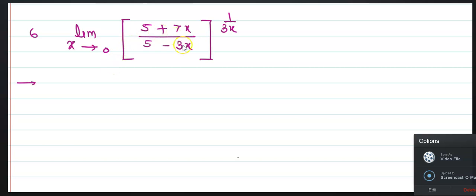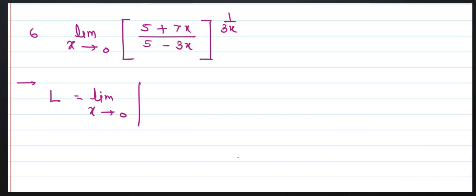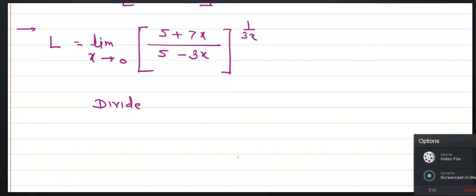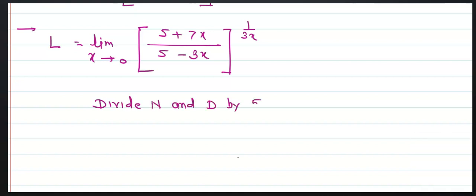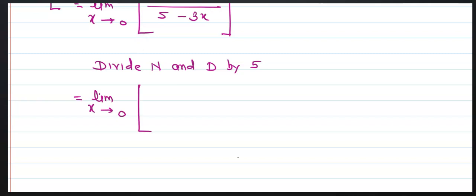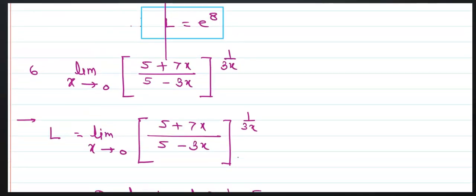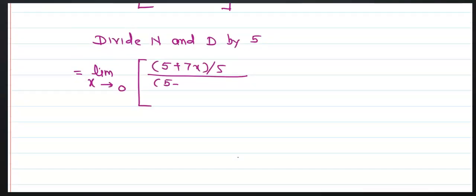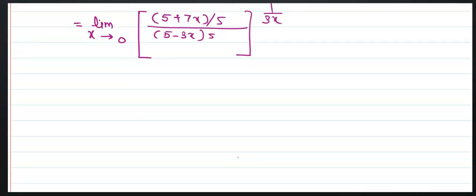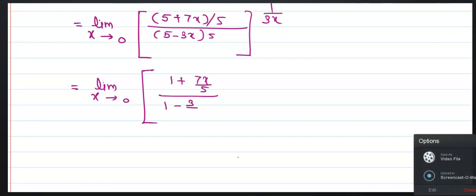Now, next, problem number 6, limit x tends to 0, in bracket 5 plus 7x upon 5 minus 3x, whole bracket to the power 1 upon x. That is, limit x tends to 0, divide numerator and denominator by 5. Therefore, you will get limit x tends to 0, 1 plus 7x upon 5 over 1 minus 3x upon 5, to the power 1 upon 3x.